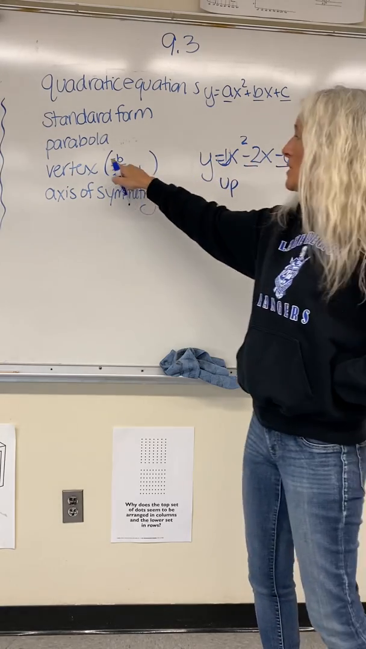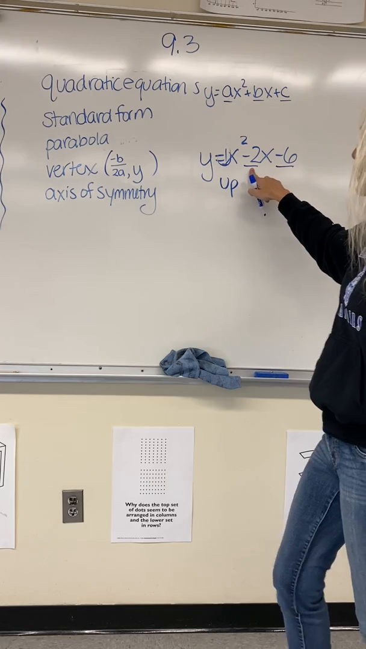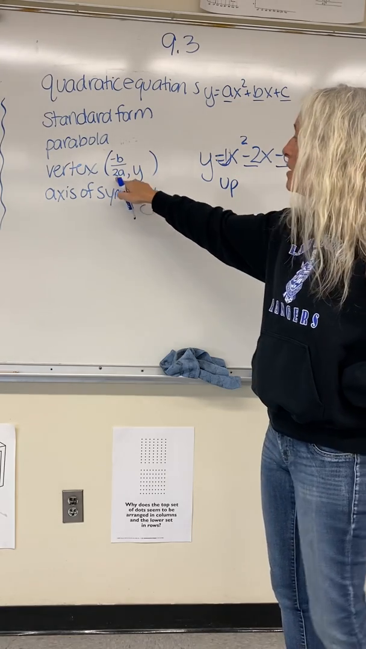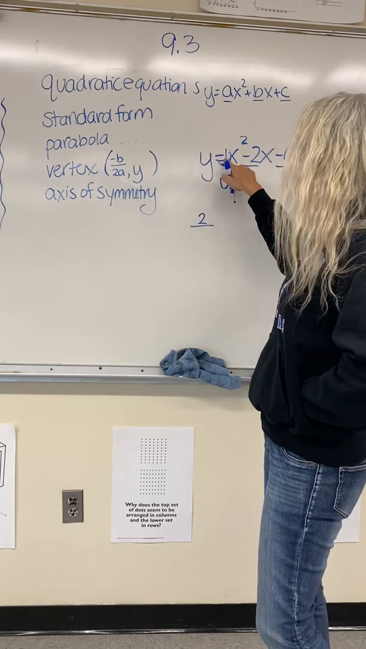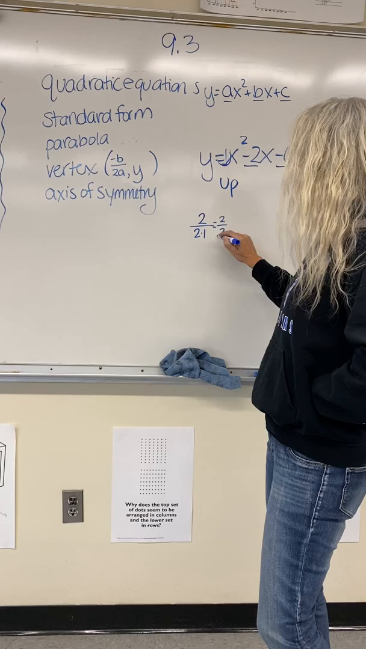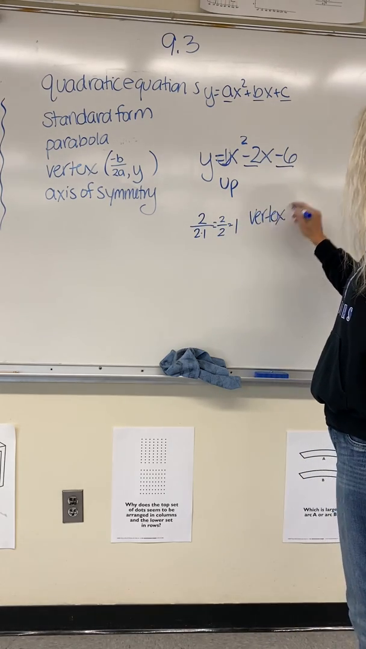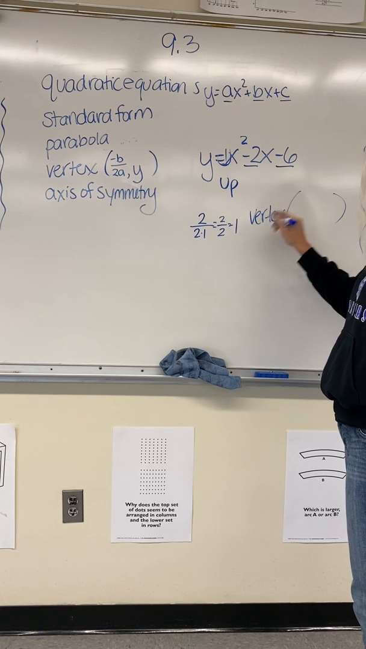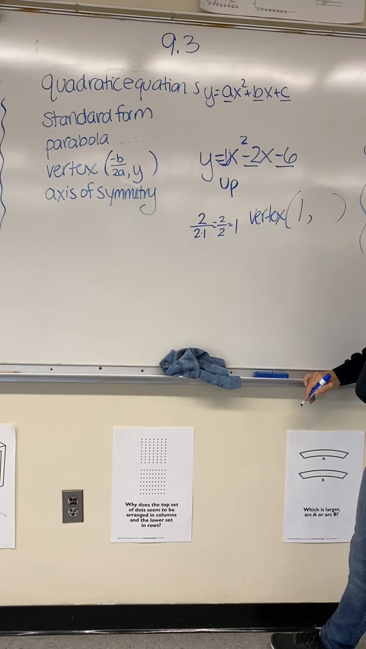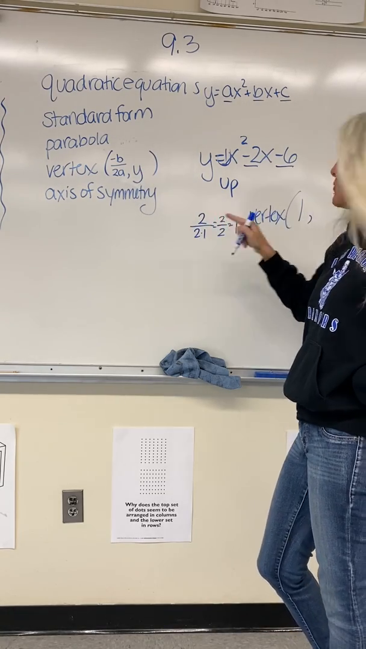So it says we're going to take the opposite of b. The b term for this equation was negative 2. So the opposite of negative 2 is positive 2, over 2 times a, 2 times 1 in this case. So I have 2 over 2, or 1. So I know that I'm trying to find the vertex of my parabola, the x part of that vertex is 1.